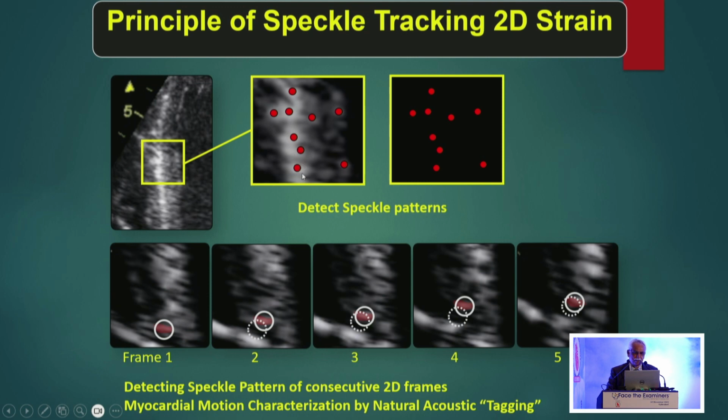The number of speckles constitutes a kernel. We track the speckles during each frame. This is the first frame, and in the second frame it has moved to this side, the third frame here, and the fourth frame like this. We can track those speckles in the two-dimensional echocardiogram. From this, the tissue velocity can be calculated, and from this tissue velocity, we can obtain the strain in the two-dimensional echocardiogram.